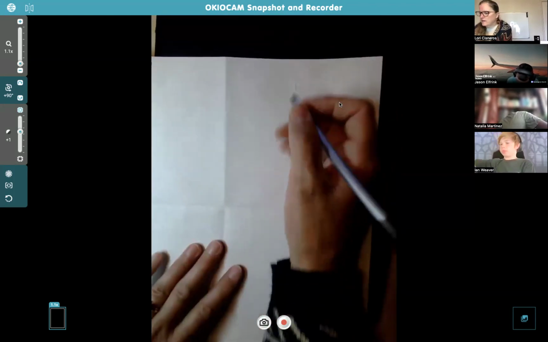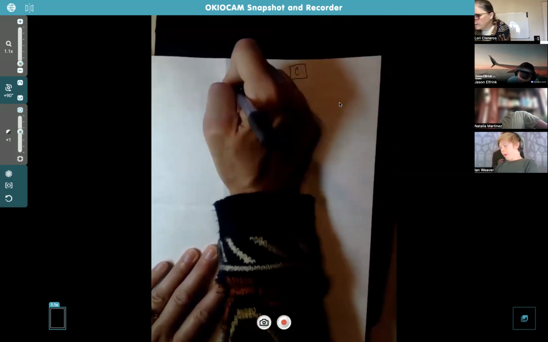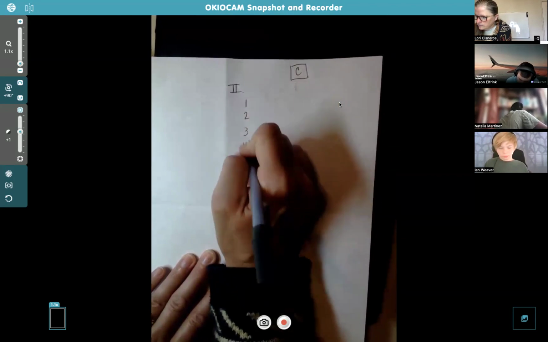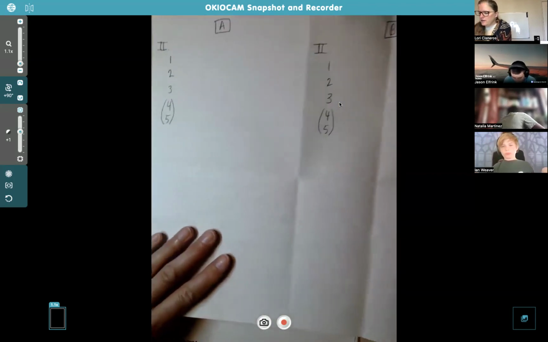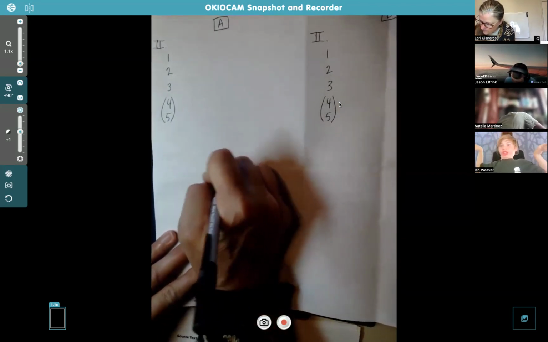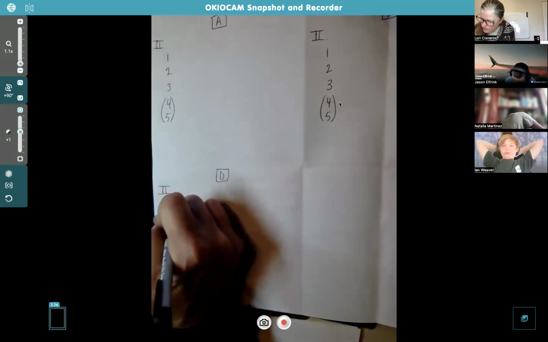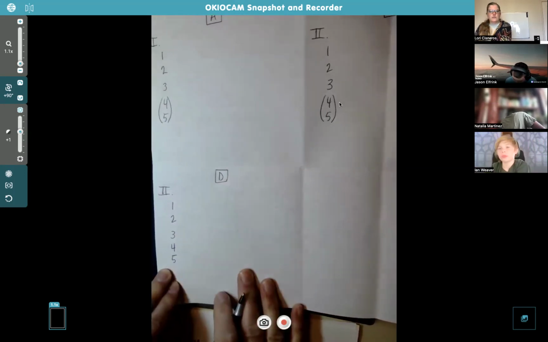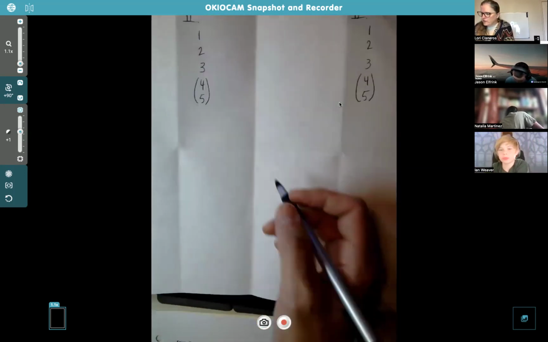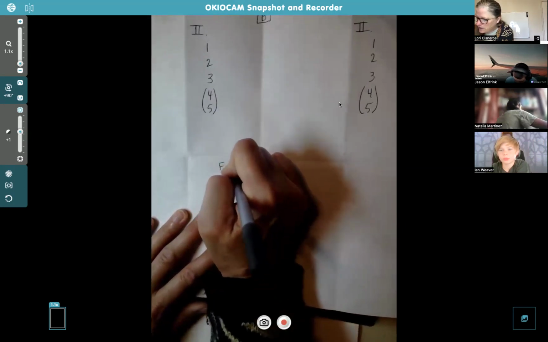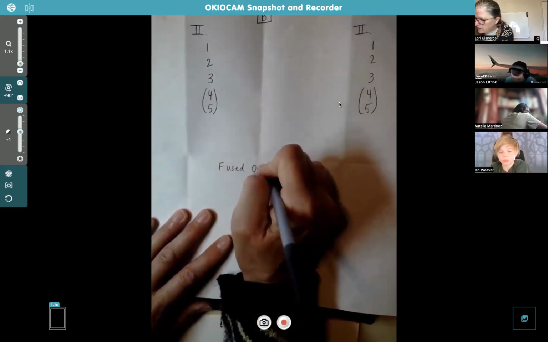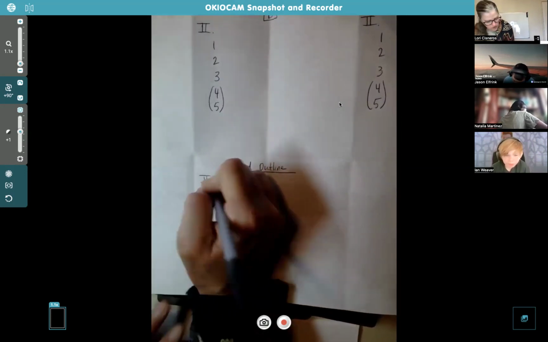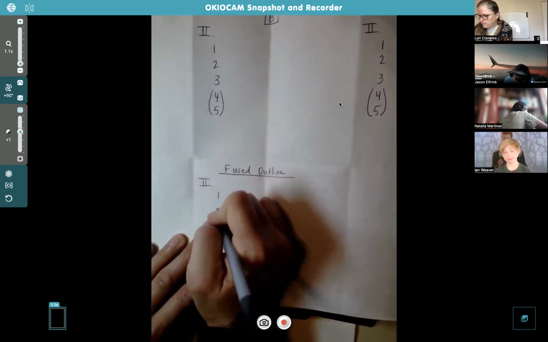Do C. And then D. Roman numeral 2, 1 through 5. Make sure you give yourself plenty of space, kind of space them out. And then, of course, in the middle at the bottom, I'll give you time to catch up here. Fused outline in the middle on the bottom. And we'll put Roman numeral 2, and this one has 7.